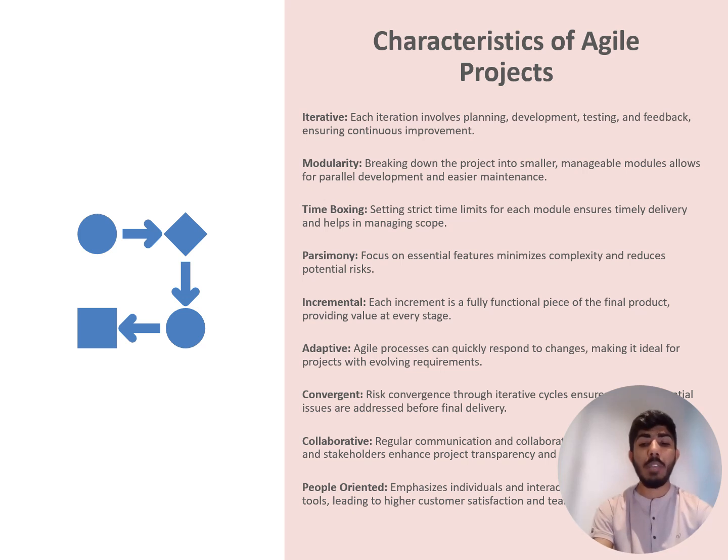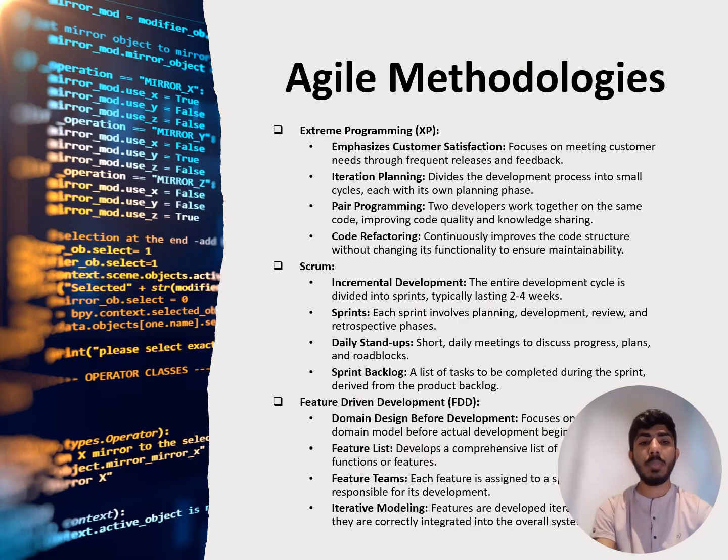It is adaptive, responding quickly to changes. Risk convergence ensures all issues are addressed before final delivery. Agile promotes collaboration and emphasizes people over process, enhancing customer satisfaction and team morale. So collaboration is really important basically in this one.